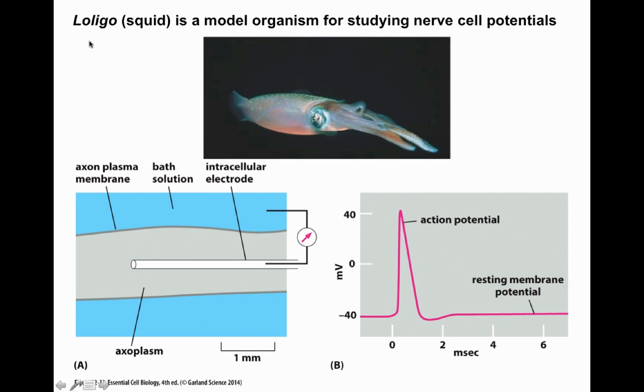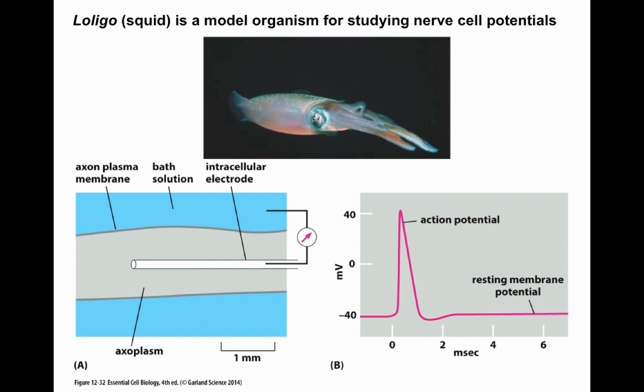Now, Loligo, the squid, has been used as a model to study nerve cell potentials for many years. As you know, the squid is a very fast animal, actually a cephalopod from the same family as the octopus, and it is able to move really quickly in water by propulsion of water through its body. It has an excellent vision system and is therefore able to hunt really effectively with its tentacles.